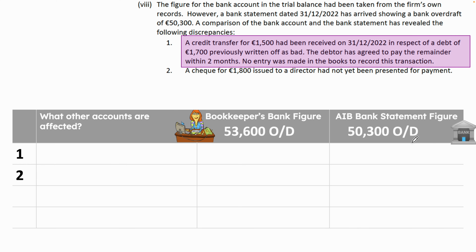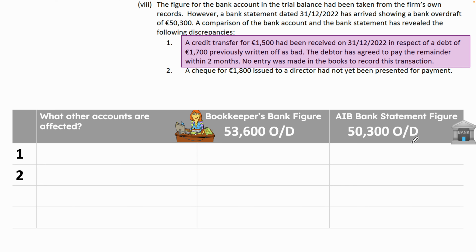Okay, so discrepancy number 1. A credit transfer for 1,500 had been received on 31st of 12th, 2022 in respect of a debt of 1,700 previously written off as bad. The debtor has agreed to pay the remainder within 2 months. No entry was made in the books to record this transaction. So every single bank adjustment, you are either going to have bad debts written off or bad debts recovered as one of the discrepancies. And I have seen where they've done both of them as well.